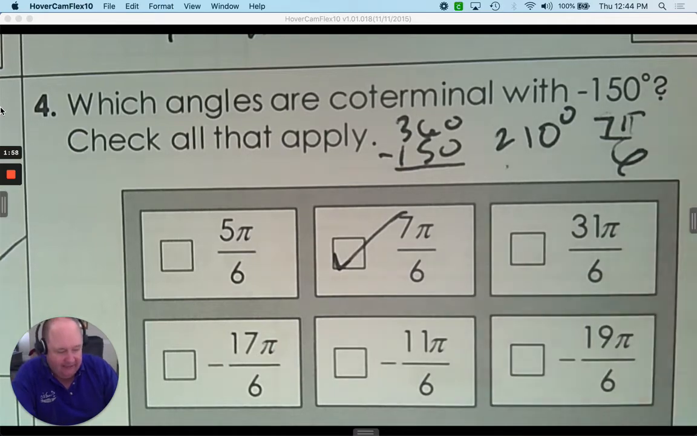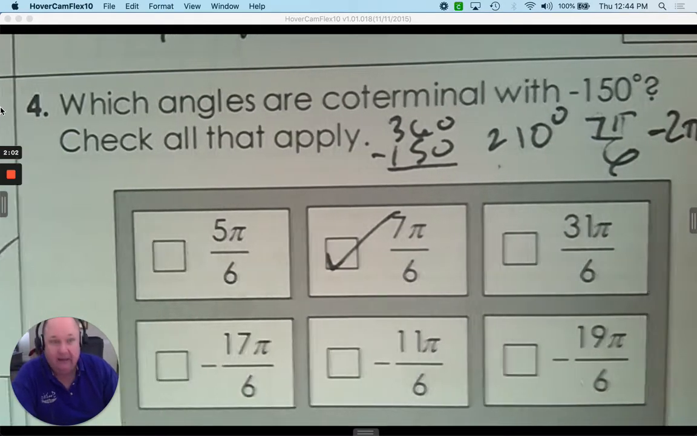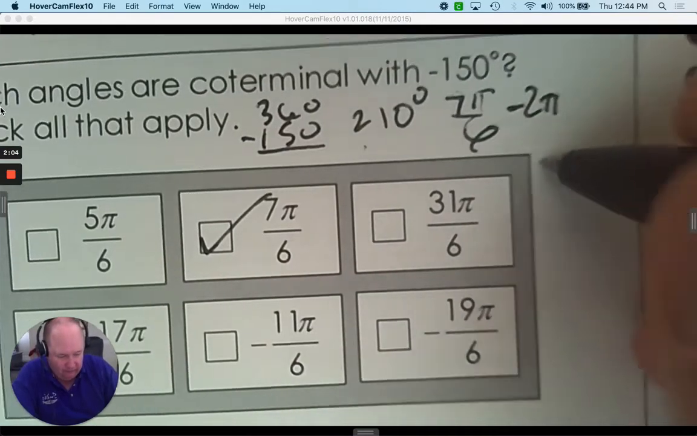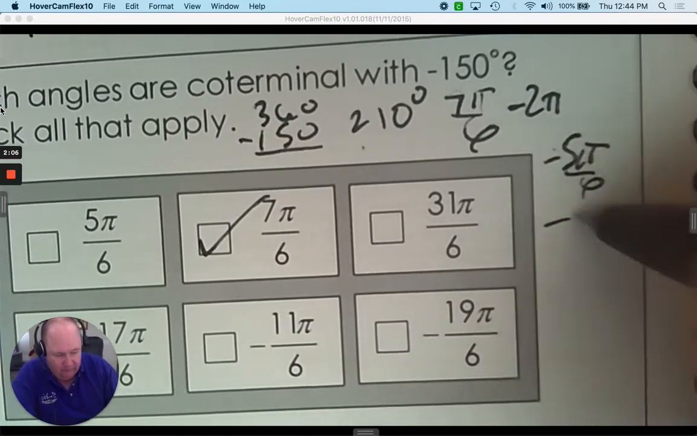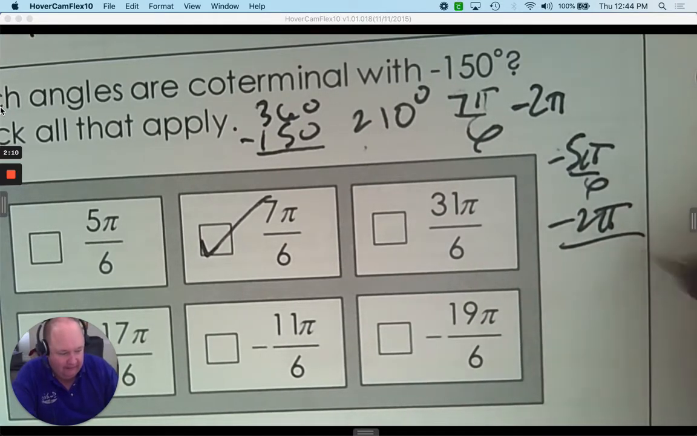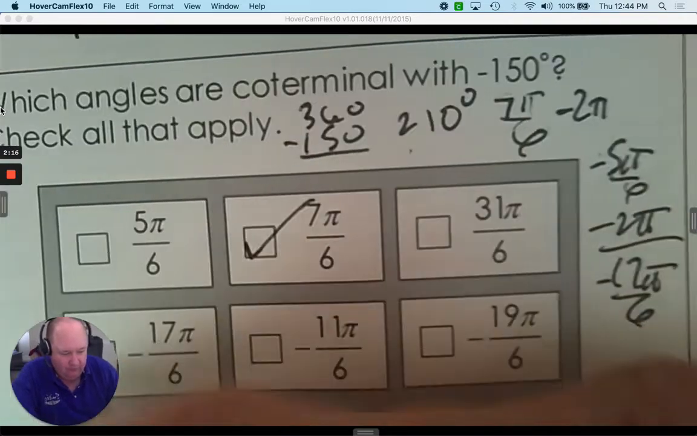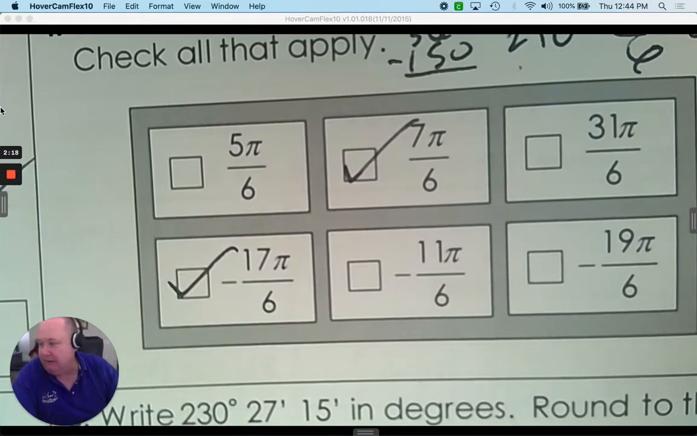If I take that and if I subtract 2 pi, I get negative 5 pi over 6. And if I subtract 2 pi again with common denominators, that's 12, right? 12 and 5, that's negative 17 pi over 6. So this one is also coterminal. So I got 2 coterminals.